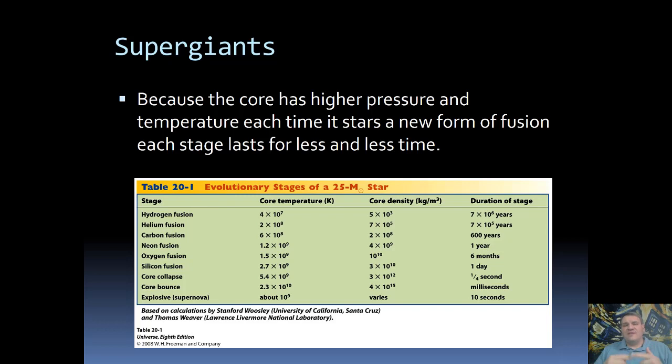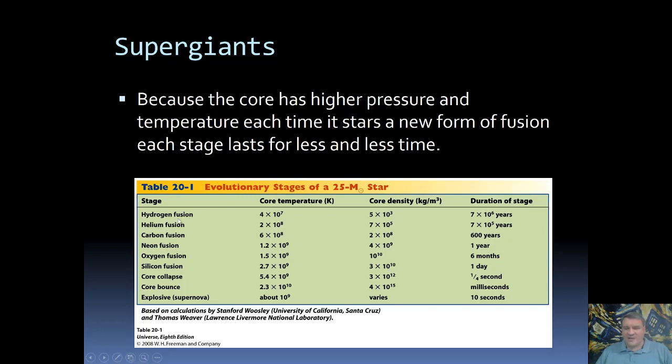Now, because at every stage we're going to have a higher pressure and a higher temperature in the core, that means that the fusion rate is going to be faster and faster and faster. So at every stage, we're going to have a shorter amount of time for that particular type of fusion. So, for example, we're looking at a 25 solar mass star. What spectral type is it going to be and what color? So this is going to be an O-type star on the main sequence. It'll be an O-type star, and it will be blue in color.